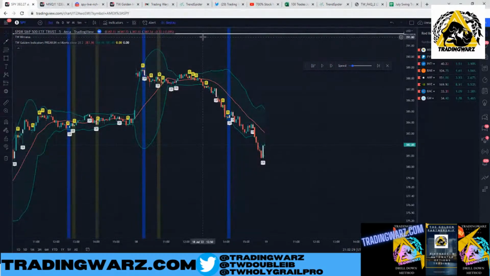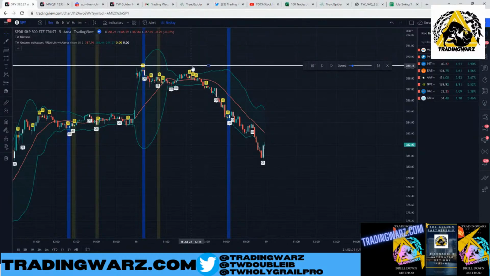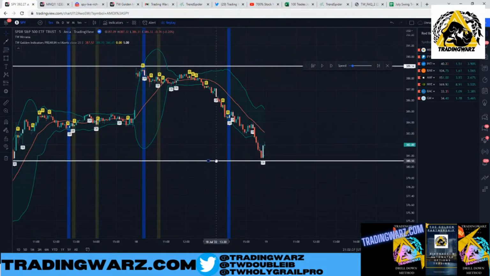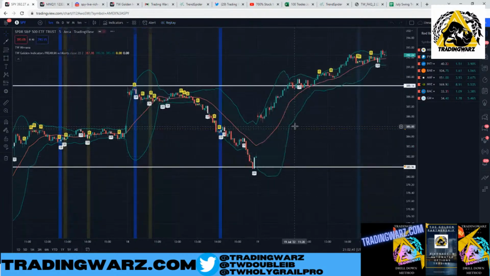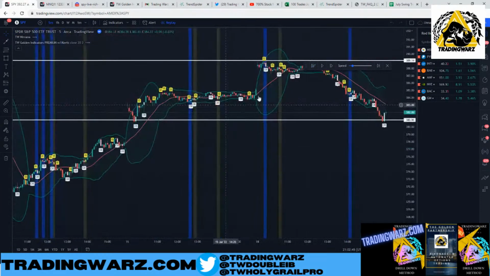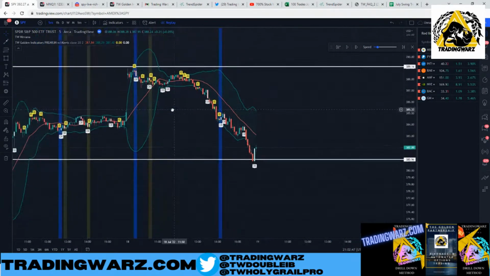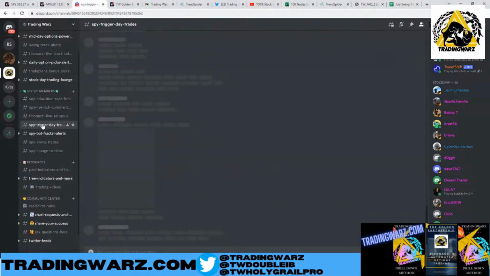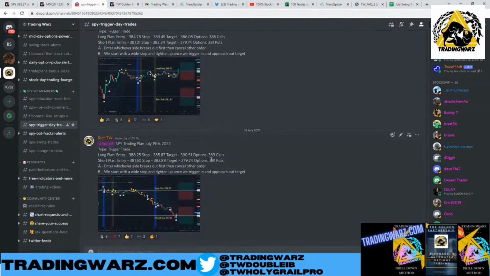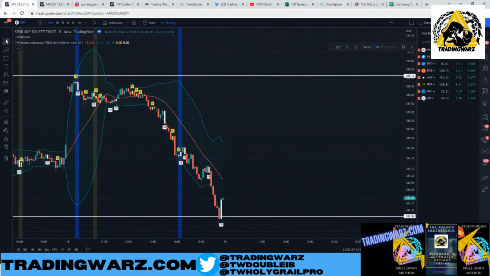The first thing we must do is draw the previous day's high and low, like so. Okay, here's our high and here's our low. I'm also going to draw our trigger level. Our trigger level is our line in the sand where we want to go long. So the trigger trades right here: 388.25 was our line in the sand long.